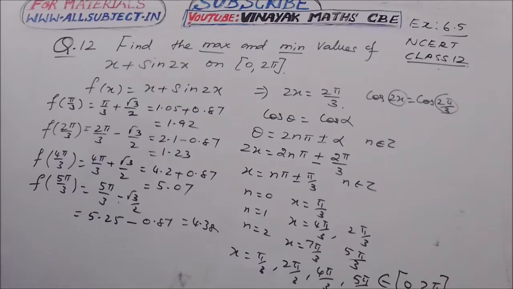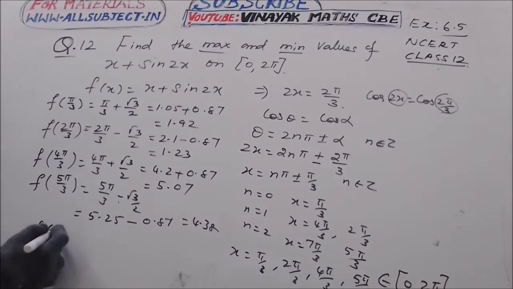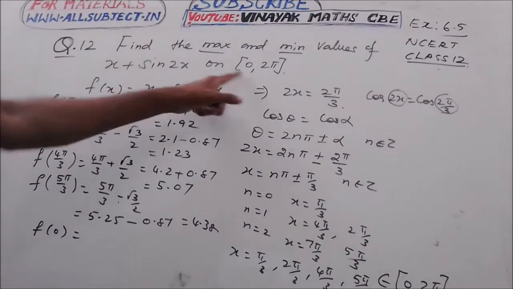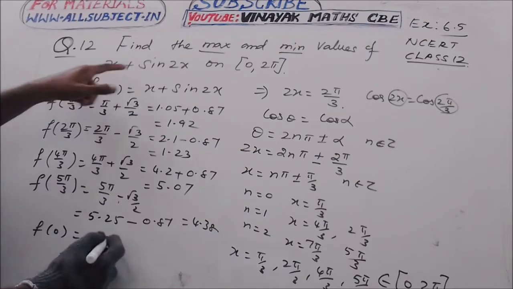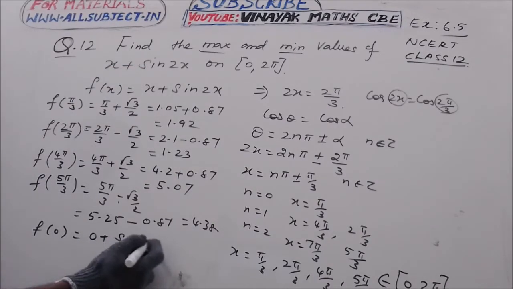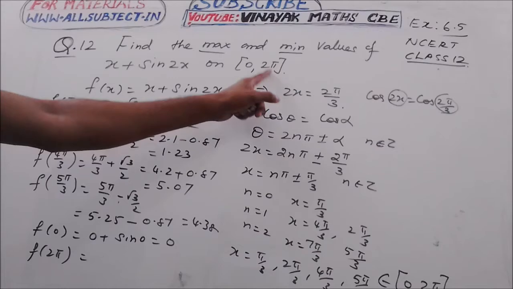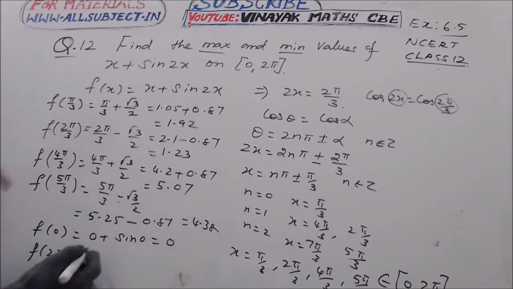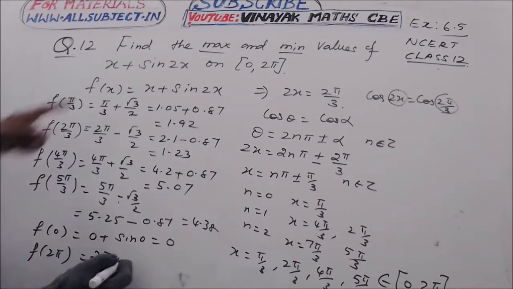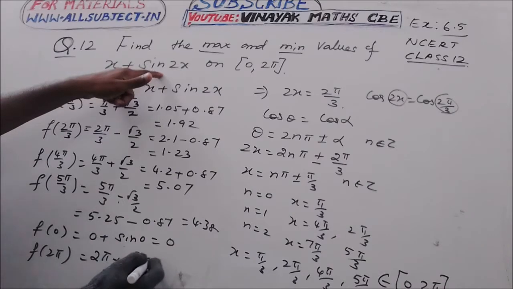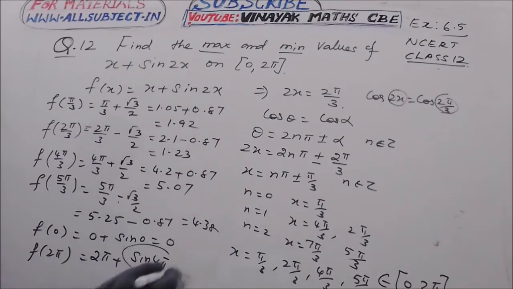Now f at the endpoints. f of 0 is equal to 0 plus sine 0. Sine 0 is 0, so altogether it is 0. And f of 2 pi, the second endpoint, substituting 2 pi, is equal to 2 pi plus sine of 2 into 2 pi, which is sine 4 pi. The value of sine 4 pi is 0, so it is equal to 2 pi.